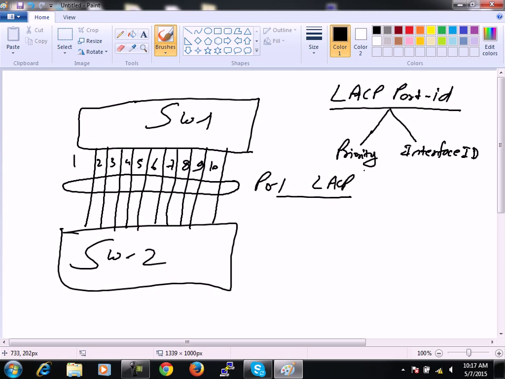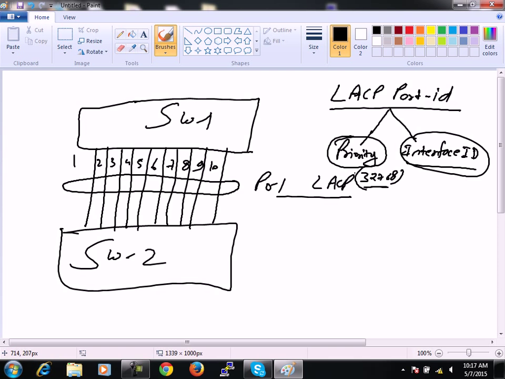The priority by default is 32768. The interface ID of course depends on your device. Maybe you have interconnected your switches using 0x1, 0x2, 0x3 or 0x4. It depends on your connections, right? So the interface ID you cannot change, but you can modify your priority. By default it is also 32768 for each interface, right?